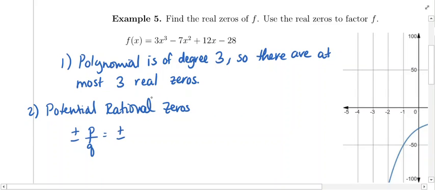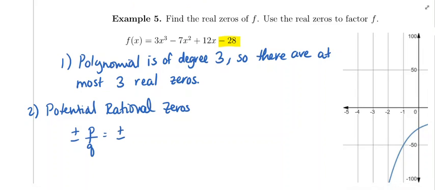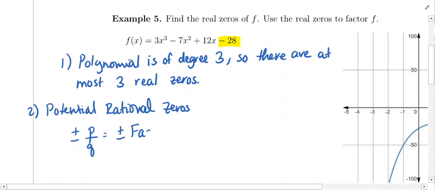The P is referring to the factors of the constant term. So basically the numerator is going to be the factors of 28. Even though 28 is negative, you don't have to worry about the negative sign. The sign is going to be taken care of with the plus or minus. So just take the number with you. The Q is referring to the factors of the leading coefficient, which is 3 here. So this is going to be the factors of 3. That's your leading coefficient.